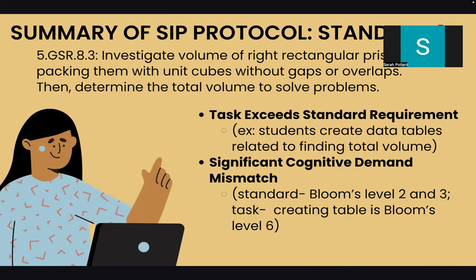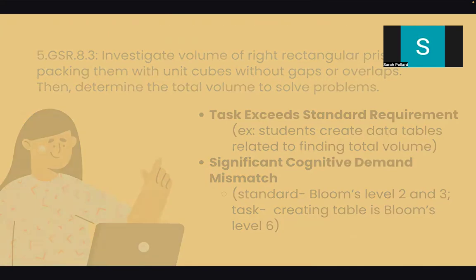Although the students know the dimensions of a right rectangular prism and that the process is multiplying them to find the total area, and finding the area of the base and then determining the total volume by using those layers of the prism, the standard's cognitive demand is about a level 2 or 3. But the task, which is asking for the creation of a table to display data, requires a significantly higher cognitive demand. Create is a level 6, so it's very misaligned in cognitive demand for that standard to the task.